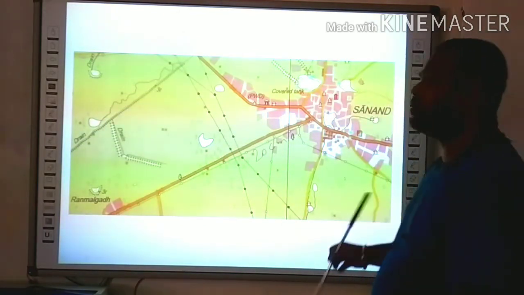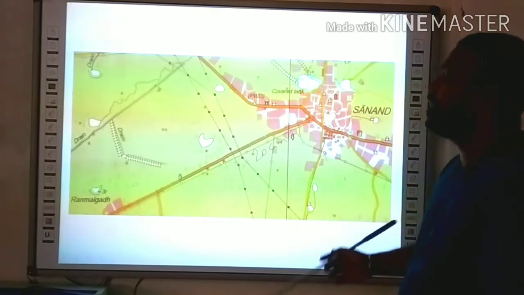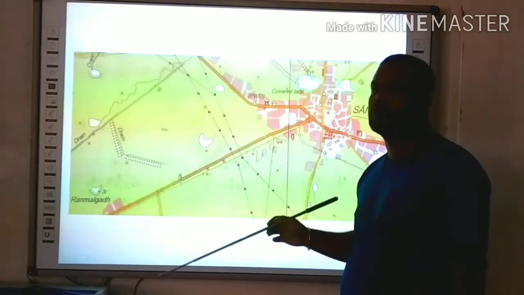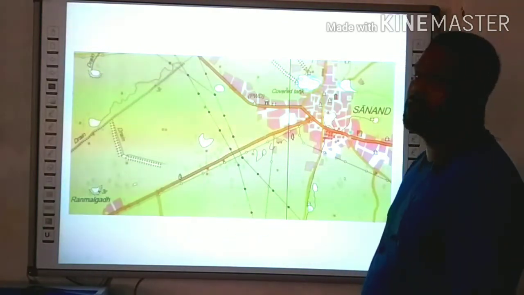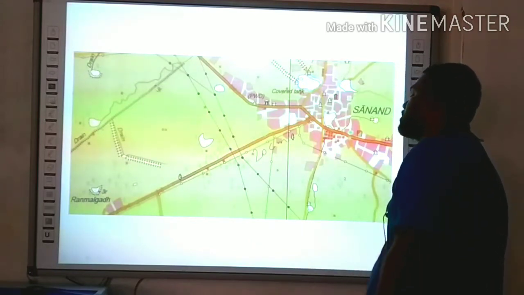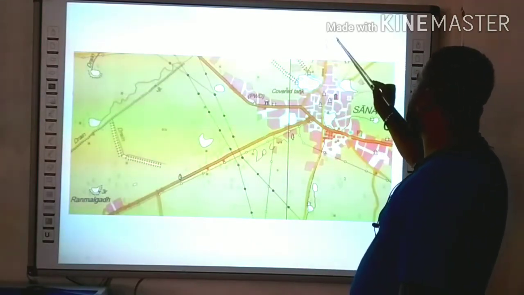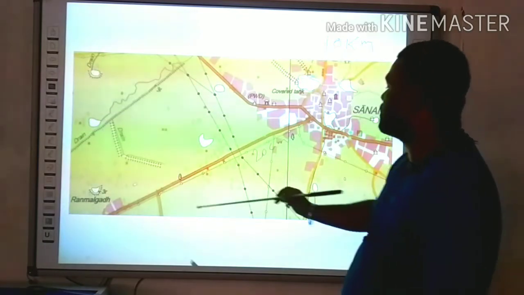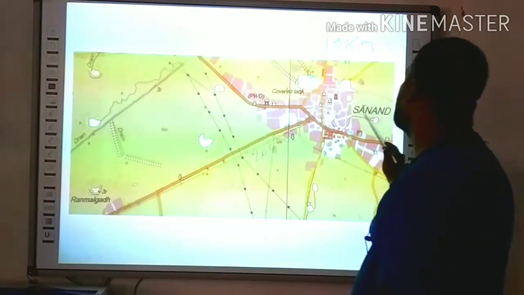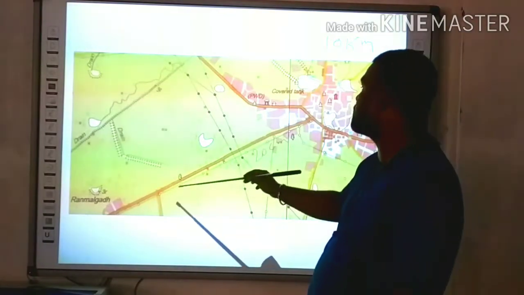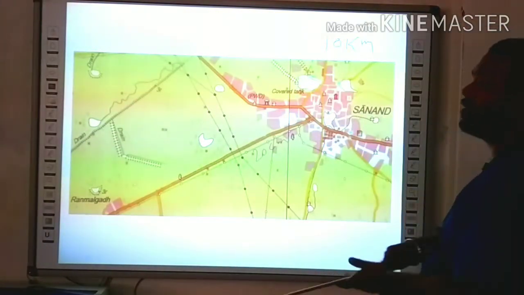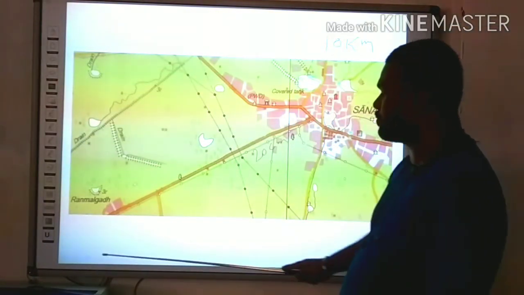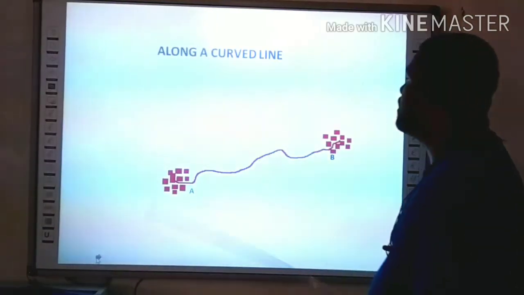The scale of the map is 2 centimeter is equal to 1 kilometer. Therefore 1 centimeter is equal to half kilometer. So 20 centimeter is equal to half into 20. So how much will be your answer? Your answer will be 10 kilometer. Therefore the distance between Sanad and Ramalgarh settlement is 10 kilometer in actual ground.